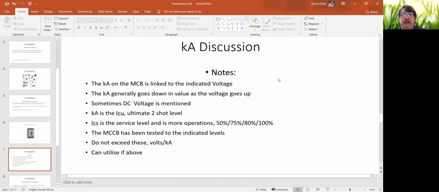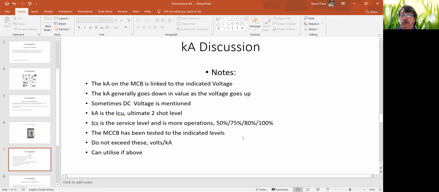So we had a look there and we said that ICU is the ultimate two-shot level. That is normally what everybody talks about when we're talking of kA. We don't normally talk of service unless we are qualifying it, when we have a look at it from a consultancy type value where it's being specified. So yeah, we could say that an ICS equal 100% ICU is probably a breaker that is better service life than one of the older level types, which was 50, 75, 80, or maybe even 100.